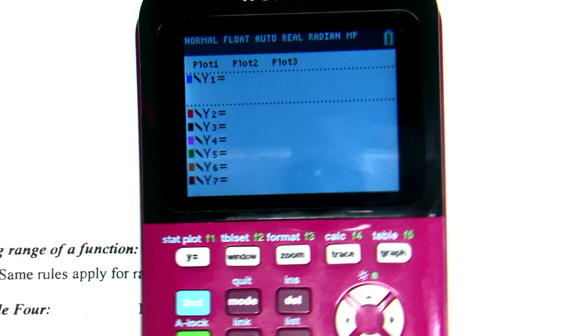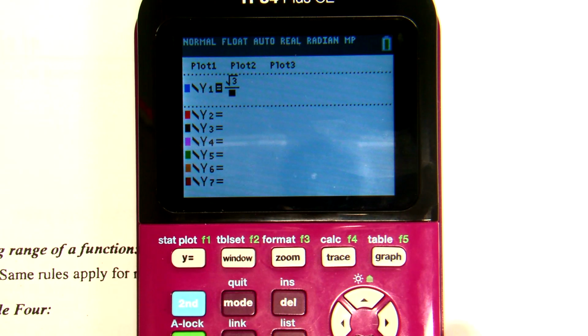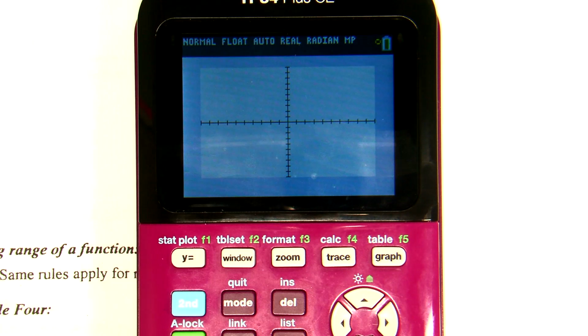All real numbers. And you don't have to graph it, but if I graph it real quick for you, sorry, my calculator's in slow motion. It does that sometimes. It just decides it wants to be slow.